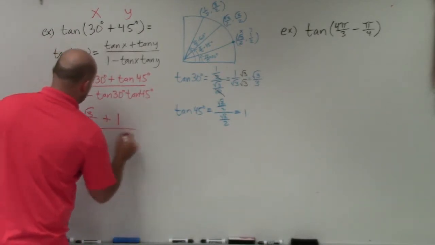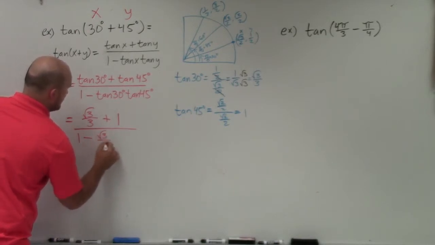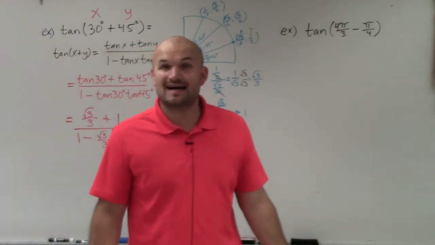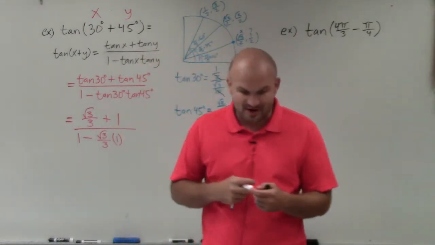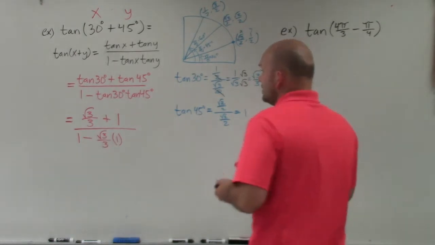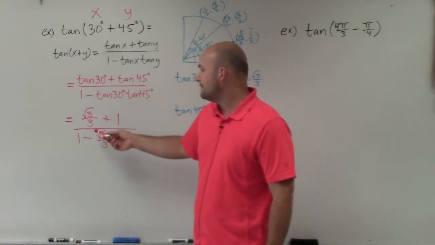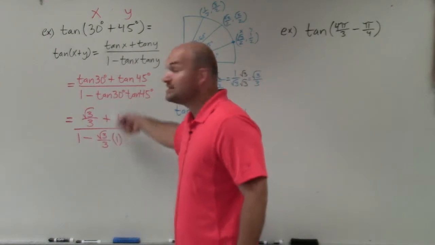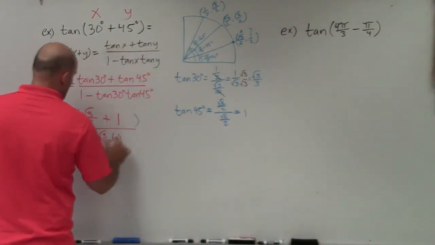And then that's all divided by 1 minus the tangent of 30 degrees, which is the square root of 3 over 3, times 1. So now basically what we have is a complex fraction. And one of the things that we learned with simplifying complex fractions in Algebra 2 is to get rid of the denominators in your numerator and denominator. So what we have here is a 3 in my denominator. And here's the 1. So if I multiply the top and the bottom by 3, then those 3's will divide out in the denominator. So that's exactly what I'm going to do. I'm going to multiply the top and the bottom by 3.